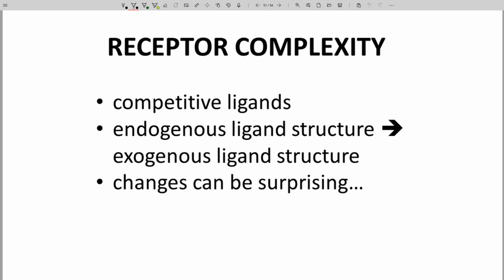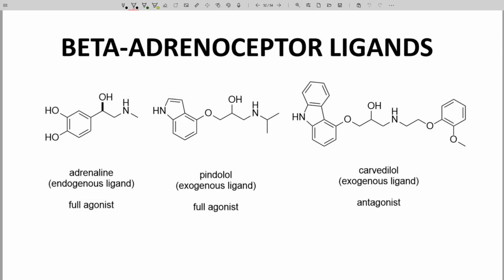Furthermore, it's surprisingly easy to make a molecule that has the opposite intended behavior. You wanted an agonist, but it acts like an antagonist. Let's see an example. Below are three structures. All are ligands for the beta-adrenoceptor. The first structure is adrenaline, which is the endogenous ligand for the receptor.